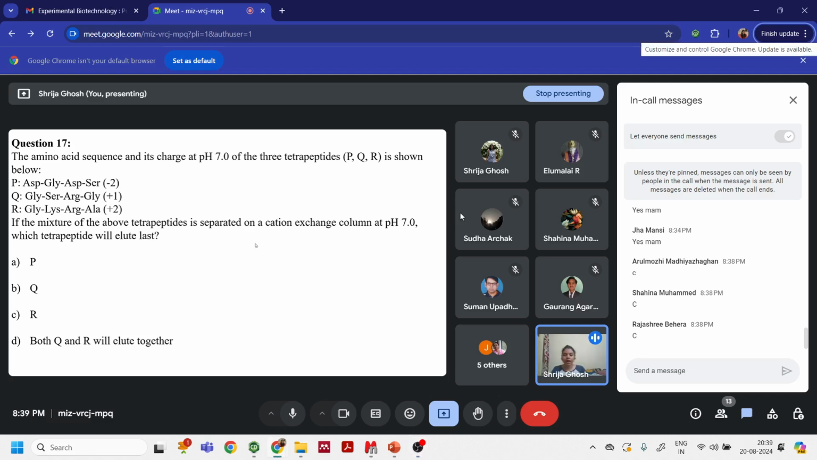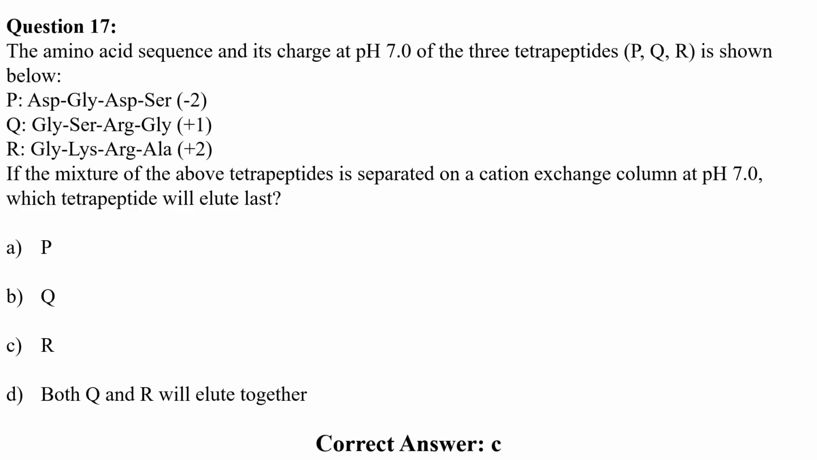Option C, R. R, that is the most positively charged, will be eluted last. Yes, that is the correct answer. So basically, as I have explained multiple times now, P is having -2 charge, Q is having +1 charge, and R is having +2 charge.